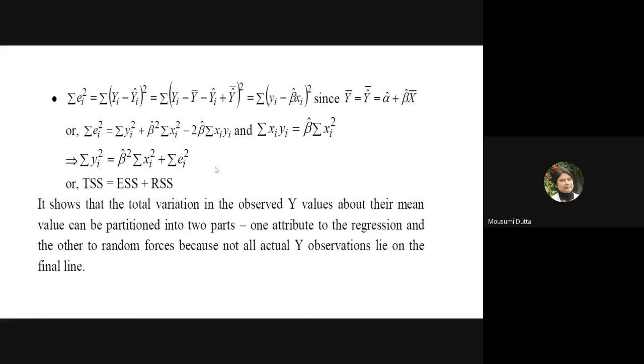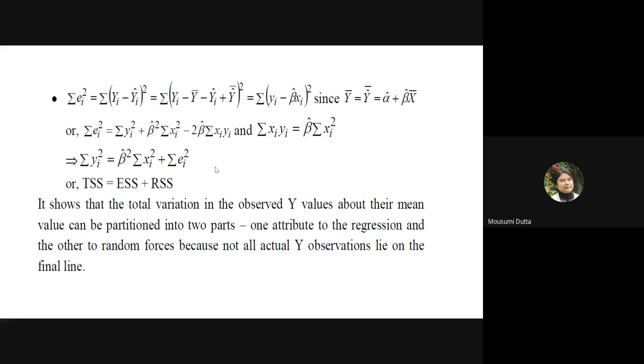It shows that the total variation in the observed y values about their mean can be partitioned into two parts: one attributed to the regression, that is the explanatory part, and the other to random forces, because not all actual y observations lie on the fitted line. So all the variation will not be explained by the set of explanatory variables. There will be some unexplained part. All the observations do not lie on the fit.